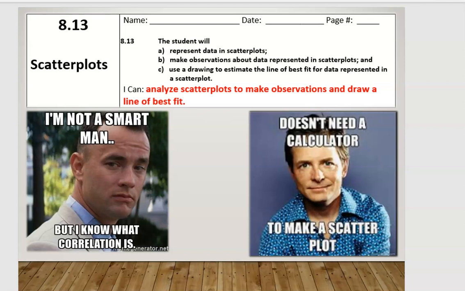Hi class! In today's video notes we're going to be talking about scatter plots, and we're going to be analyzing them and making observations and then drawing what's called the line of best fit.